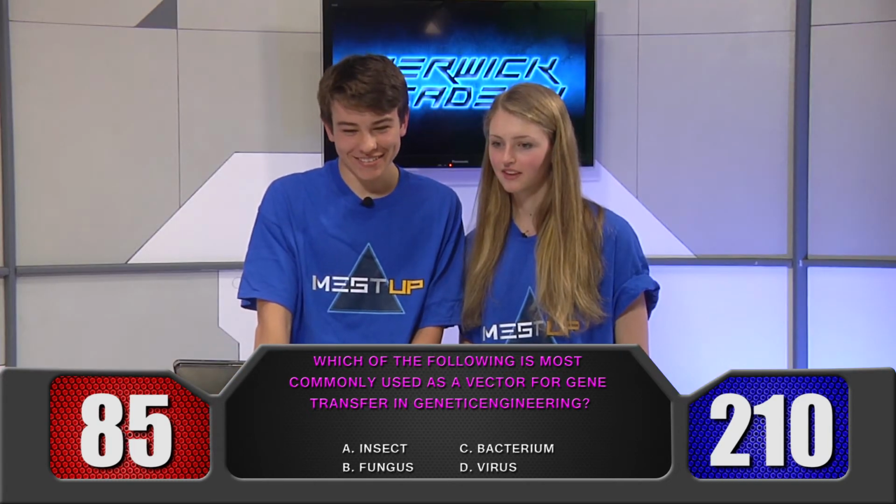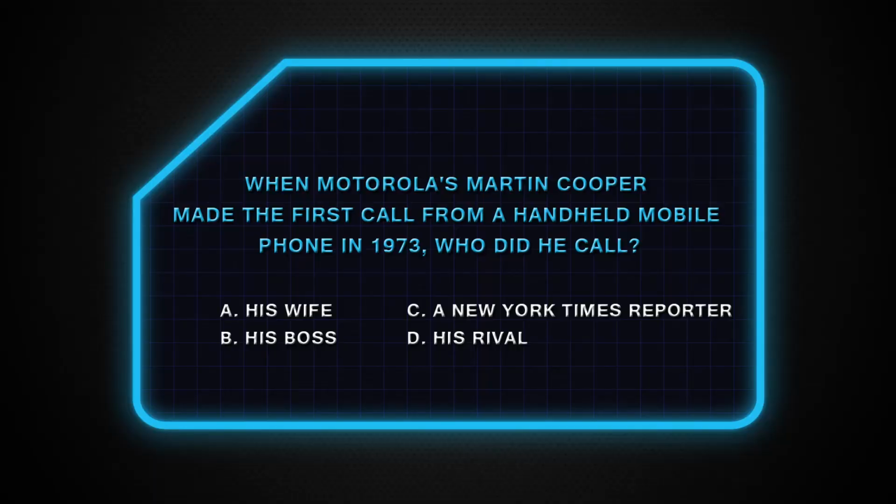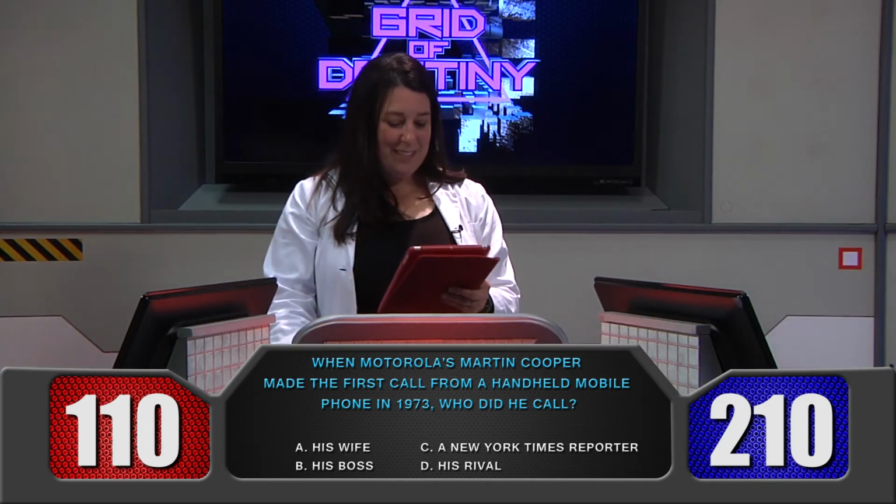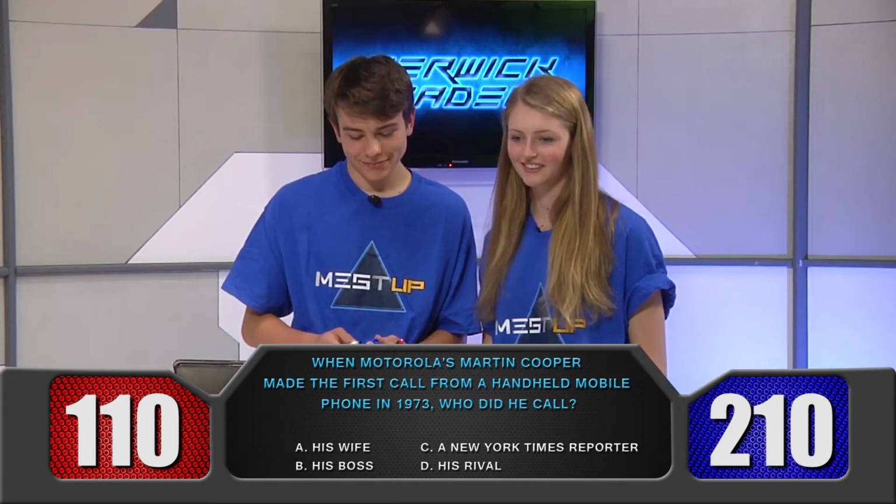Technology for 25. When Motorola's Martin Cooper made the first call from a handheld mobile phone in 1973, who did he call? Red team: D, his rival. That is correct. Such a great answer.